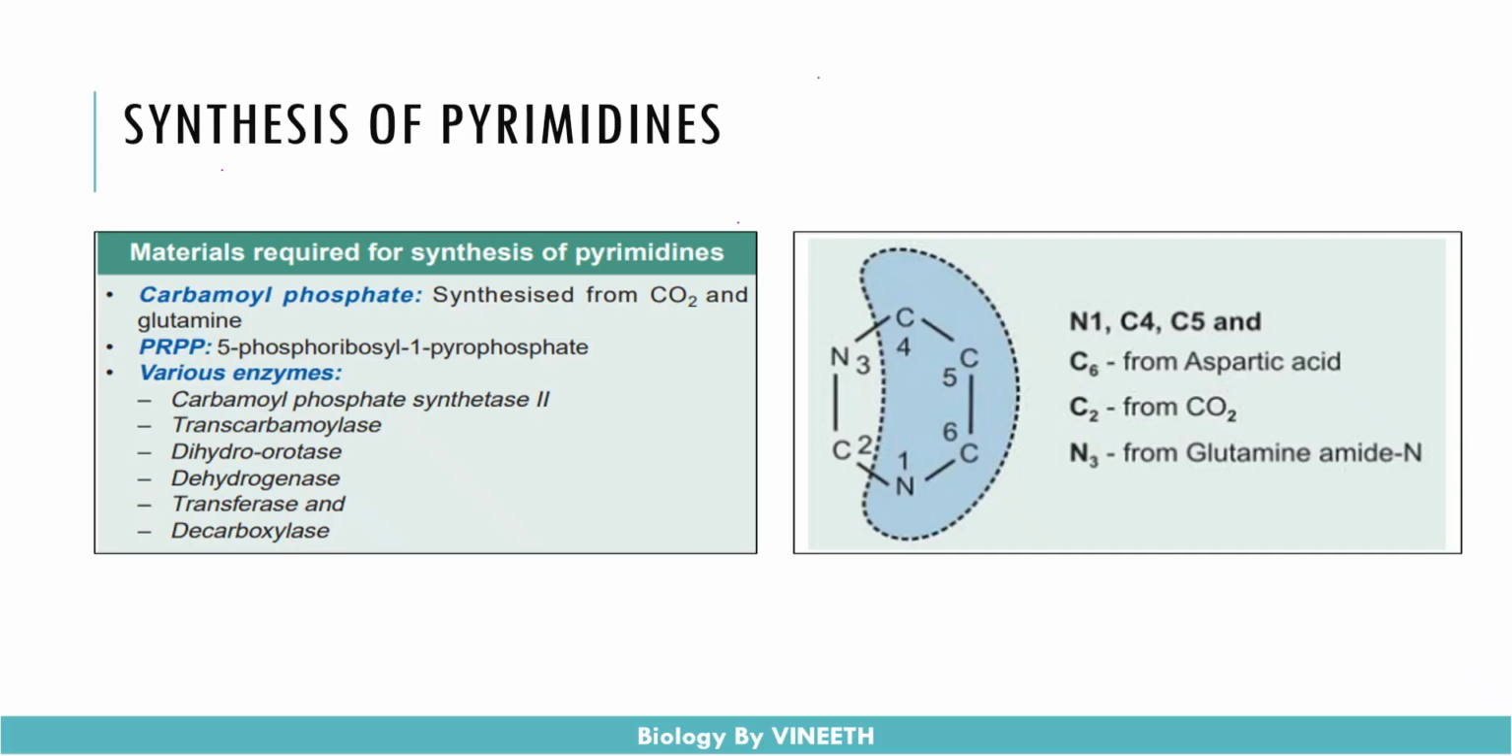Today I'll be discussing the biosynthesis of the nucleotides. If we talk about the biosynthetic pathways, there are two major pathways involved in the synthesis. One is the de novo pathway and one is the salvage pathway. The de novo pathway is the synthesis of the purines or pyrimidines from scrap materials. Like for the pyrimidines, the scrap materials will be carbon dioxide and glutamine.